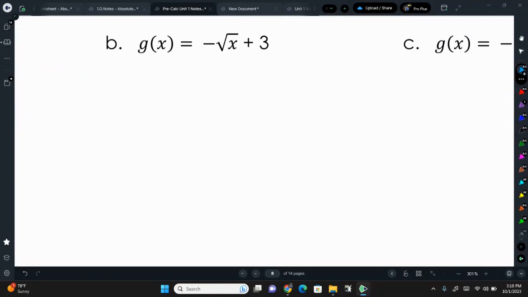Letter B, we have a reflection over the x-axis, since there's the negative in front of the radical. Shrink or stretch, there is no shrink or stretch because there's no numeral there. And then our translation is just up 3.